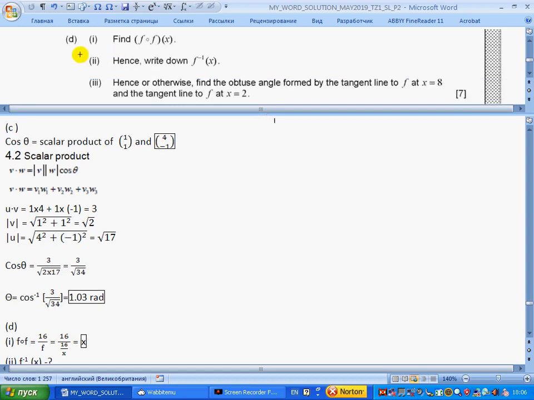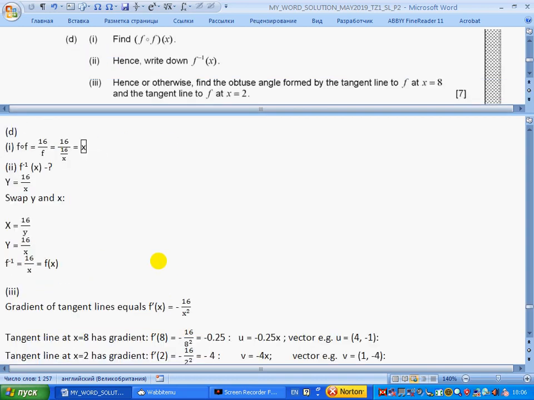Okay, D. So let's go to D. Find the composite ff. So composite ff will be 60 over f, or 60 over 60 over x, which is x. Hence write down f inverse. So f inverse: we write the function, solve for y and x, rewrite, and we get again the same function.